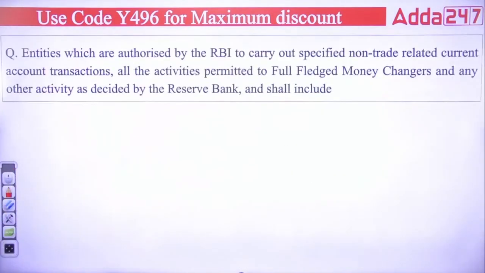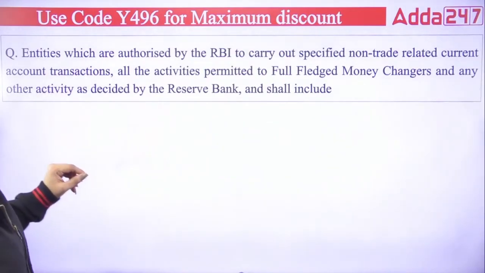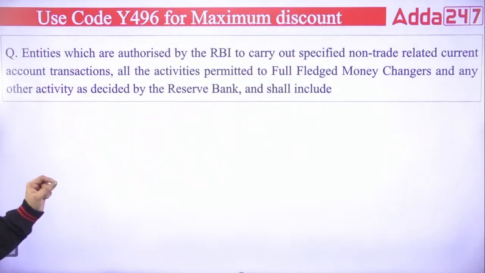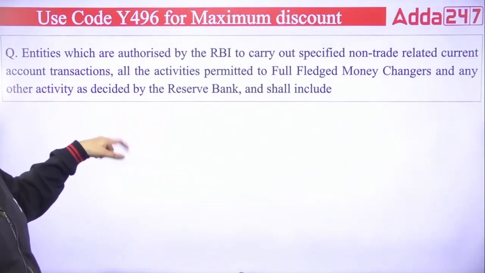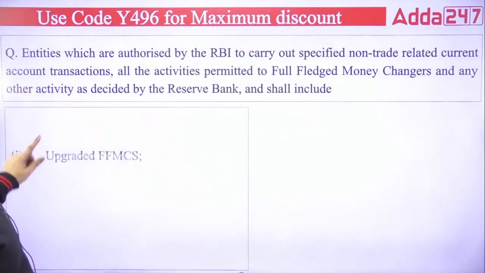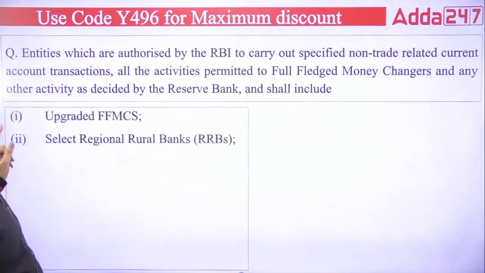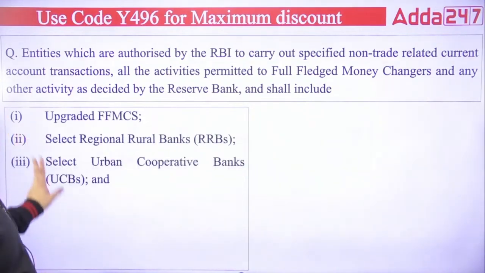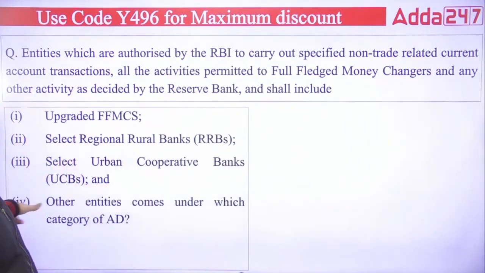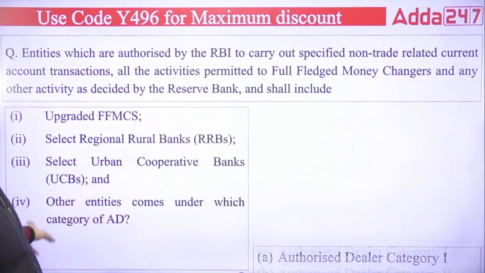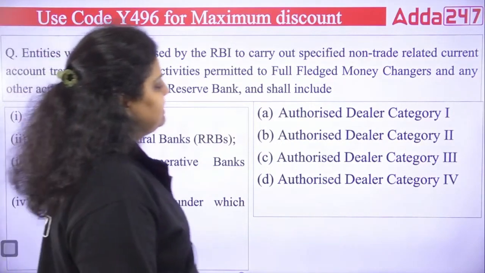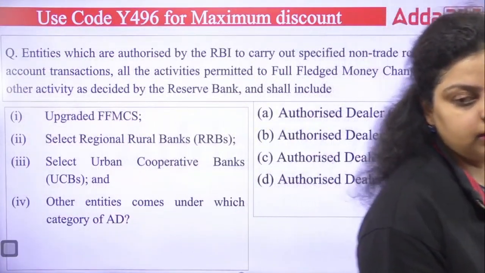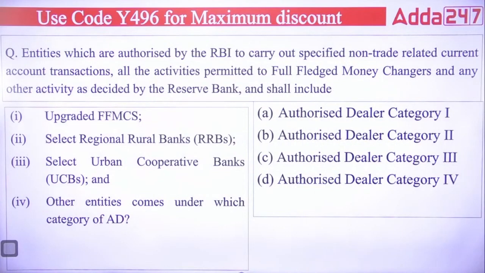Remember both the amounts. Entities which are authorized by RBI to carry out a specified non-trade related current account transaction, all the activities permitted to full-fledged money changers and any other activities as decided by the Reserve Bank, and shall include upgraded FFMCs, select regional rural banks, select urban cooperative banks, and other entities come under the category of authorized dealer. Now let me know, authorized dealer category 1, category 2, category 3 or category 4. Which of the following is correct?